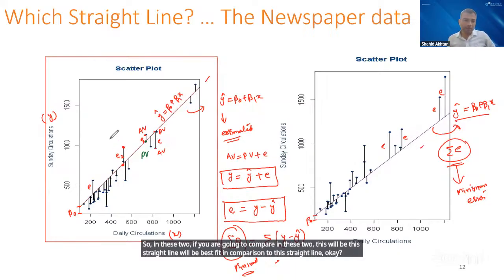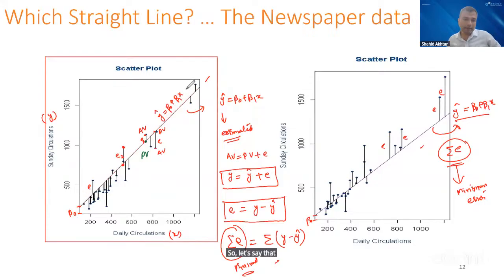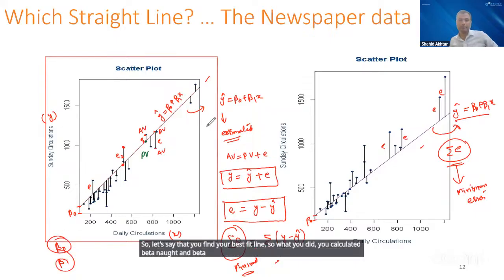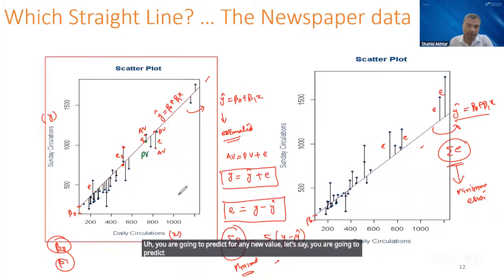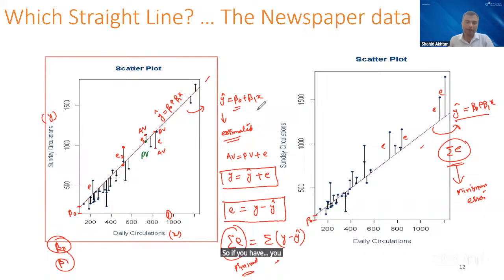Let's say you find your best fit line. You calculated beta naught and beta 1, the intercept and the slope. Now using these two you are going to predict for any new value. Let's say you are going to predict for this, where you don't have any value. So you estimated beta naught and beta 1, and you can predict for it.